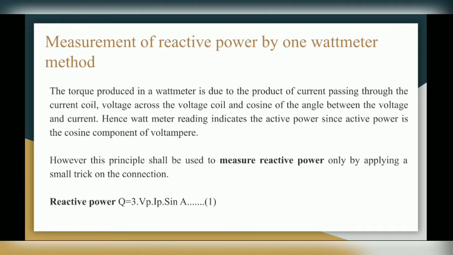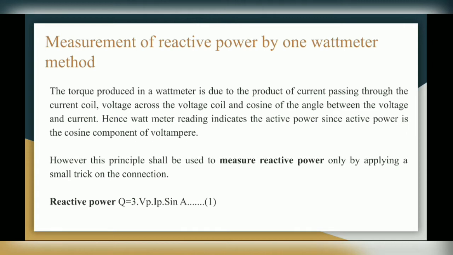The torque produced in a wattmeter is due to the product of current passing through the current coil, voltage across the voltage coil, and cosine of the angle between the voltage and current. Hence, wattmeter readings indicate the active power, since active power is the cosine component of volt ampere. However, this principle shall be used to measure reactive power only by applying a small trick on the connection.